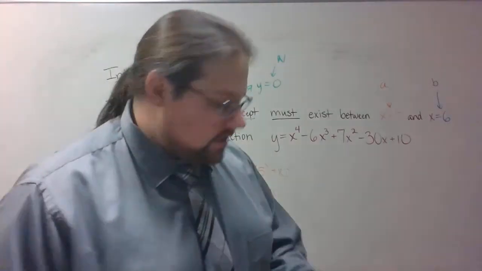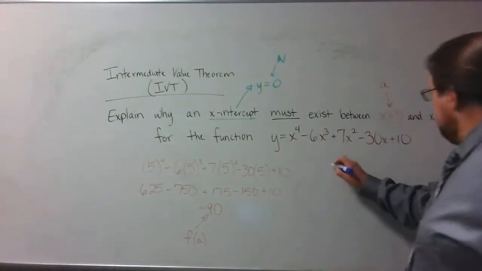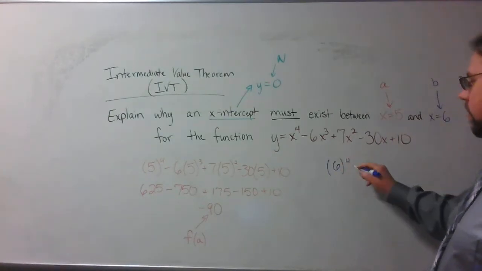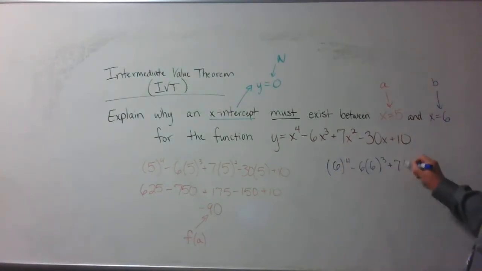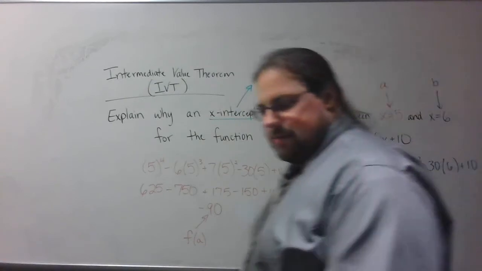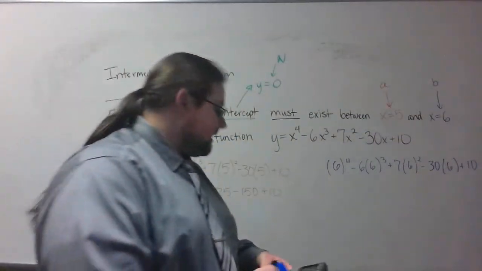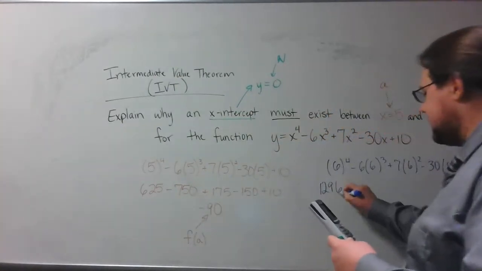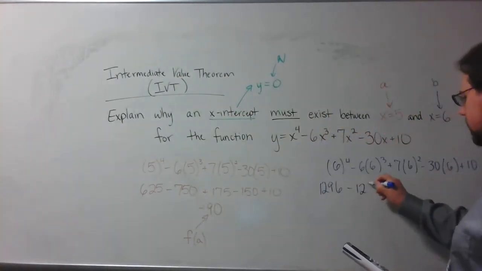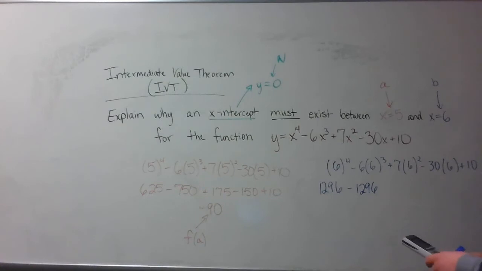You guys ready? So here I go. 6 to the fourth minus 6 times 6 cubed plus 7 times 6 squared minus 30 times 6 plus 10. All right. I'm going to grab my calculator again because I'm going to need it. 6 to the fourth gives me 1296. I know that that's going to also be 1296. That's technically 6 to the fourth.